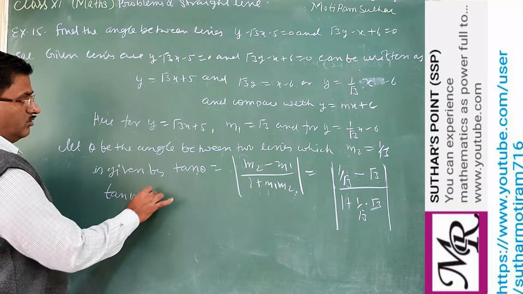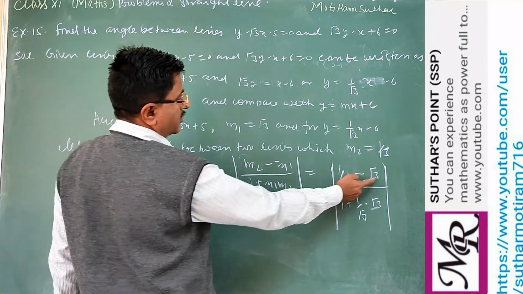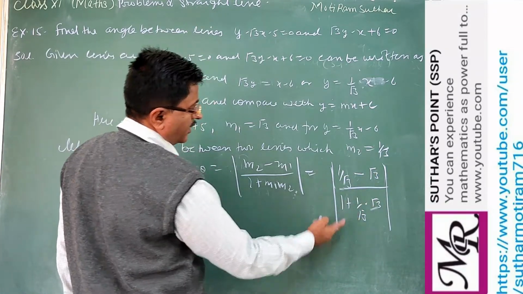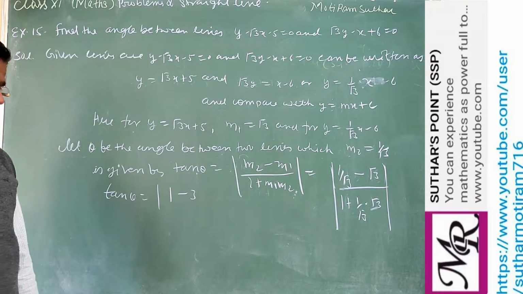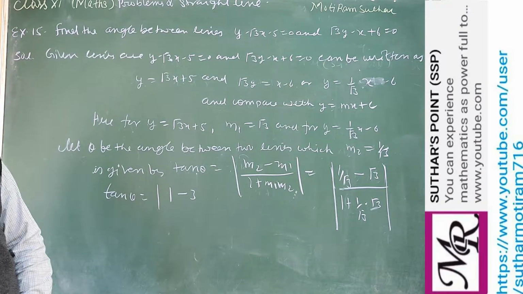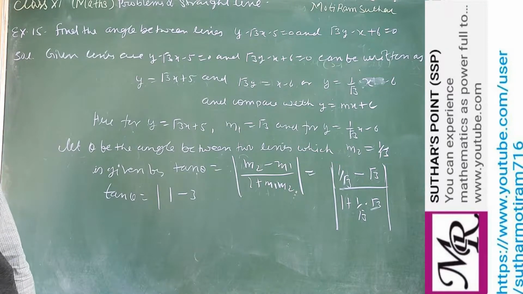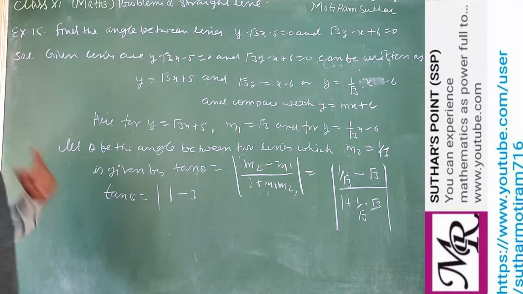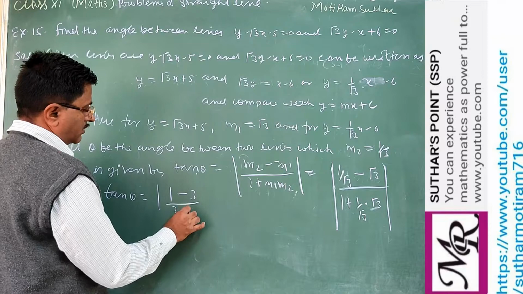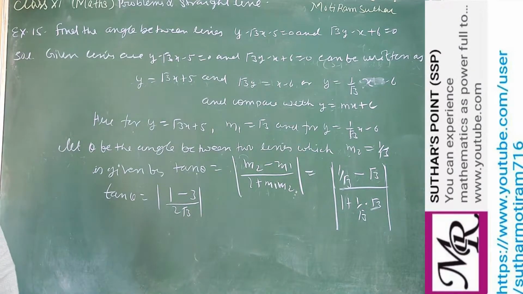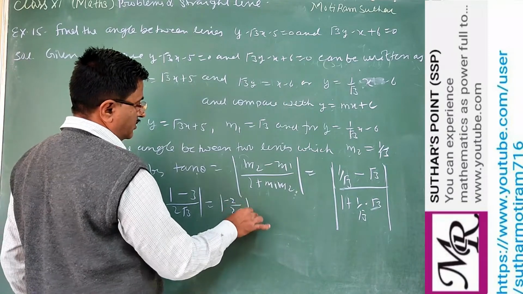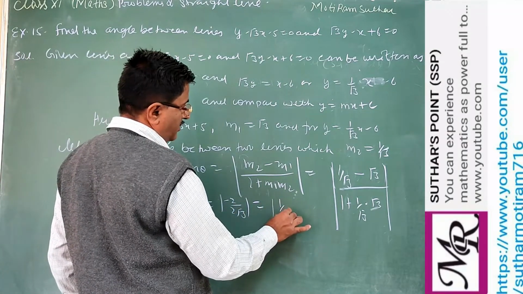So tan theta equal to mod of (1 minus 3) upon... take LCM root 3, and here also we take LCM root 3. So root 3 will cancel out. We get 1 minus 3 upon root 3 plus root 3, that is 2 root 3. So 1 minus 3, that is minus 2, upon 2 root 3. That is mod, so cancel out, mod of 1 upon root 3.